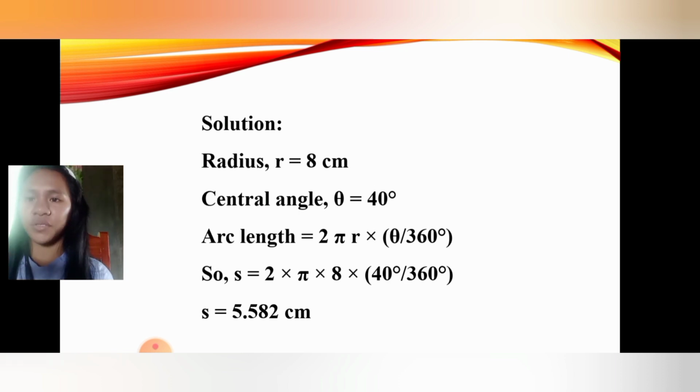Our radius r is equal to 8 centimeters. The central angle theta is 40 degrees. Arc length is 2 pi r times theta all over 360 degrees. So S is equal to 2 times pi times 8 times 40 degrees all over 360 degrees. So S is equal to 5.582 centimeters.